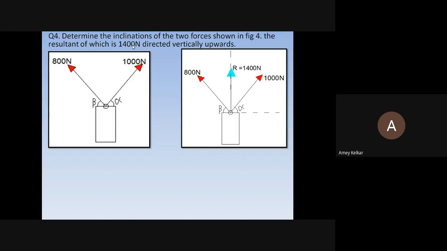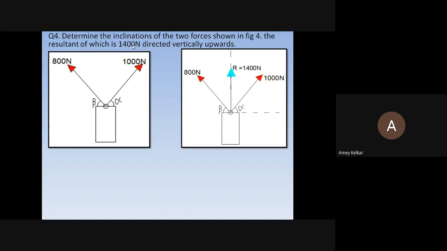So now, in the entire example, how many things will be there? F1, F2, F3, F4, theta 1, theta 2, theta 3, theta 4 and Rx, Ry. Okay, only these components will be there. Now in this example, F1 and F2 are given. R is given, which means Rx is there. Rx is equal to 0 because R is going vertically upwards. That directly gives Ry is 1400.